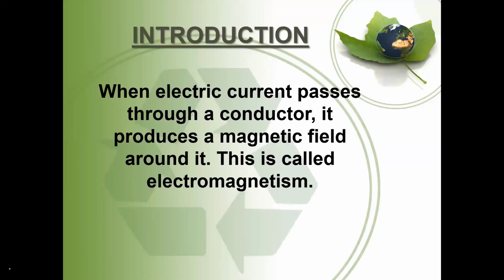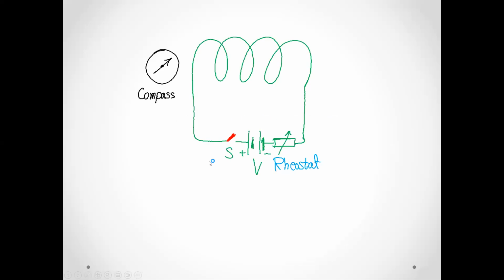So when electric current passes through a conductor, it produces a magnetic field. This is electromagnetism. So electromagnetism is actually the magnetism which is produced by electric current. So this is a solenoid.